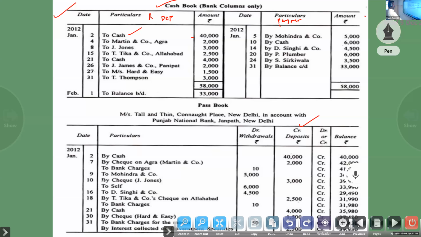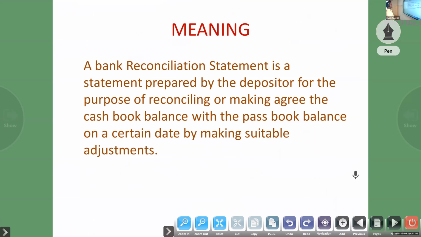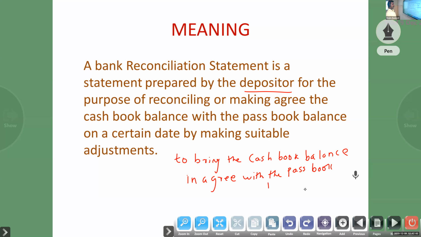So what do you mean by bank reconciliation statement? It is a statement prepared by the depositor, the business people, for the purpose of reconciling, settling or making the cash book balance agree with the passbook balance on a certain date by making suitable adjustments. Otherwise, it is prepared to bring the cash book balance in agreement with the passbook balance. That is the bank reconciliation statement.